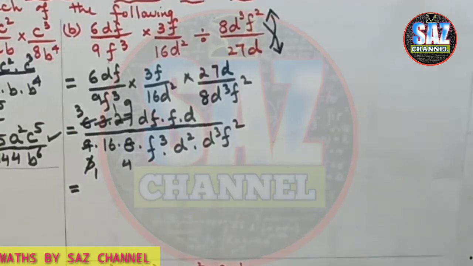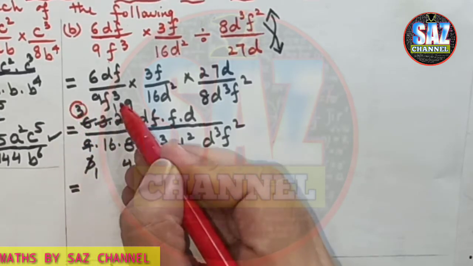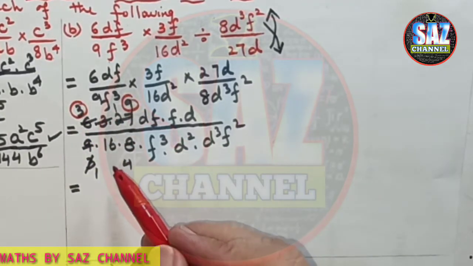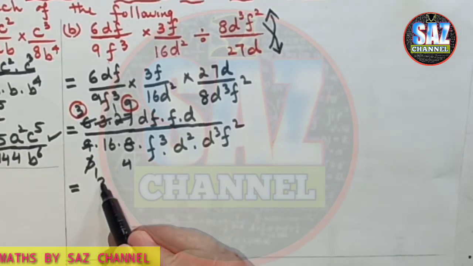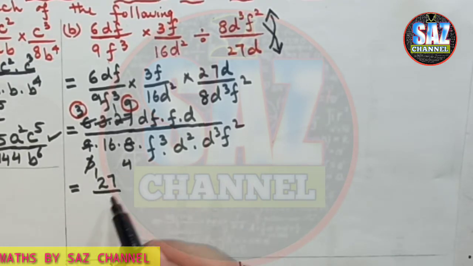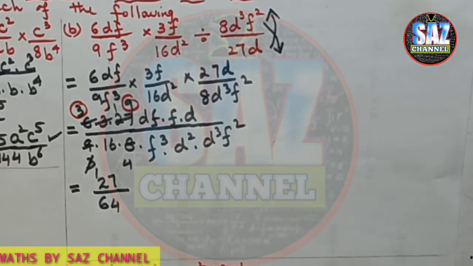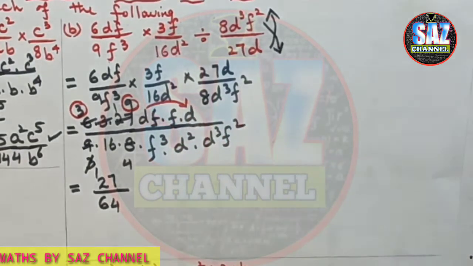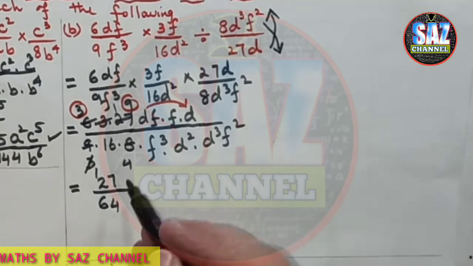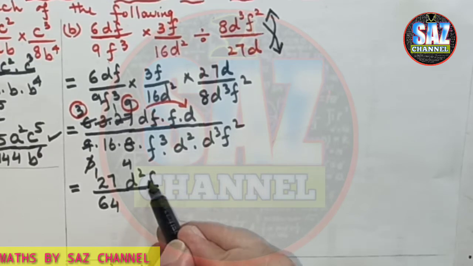Now I am left with 3 and 9 in the numerator and 16 and 4 in the denominator, so we cannot find any common factor. 9 multiplied by 3 is 27 and 16 times 4 is 64. Moving to the variable terms, d is multiplied with d, so I can apply the multiplication law of indices with same base and it will become d square, and f multiplied by f will be f square.